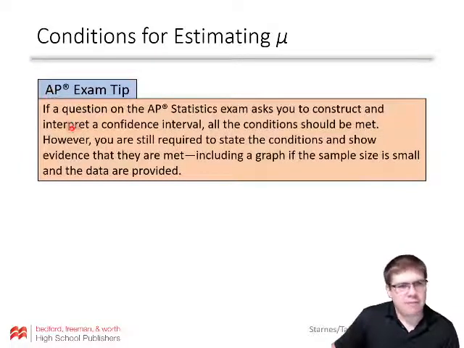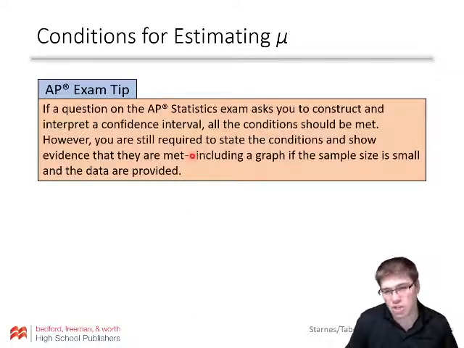AP exam tip, if a question on the AP statistics exam asks you to construct and interpret a confidence interval, all the conditions should be met. However, you are still required to state the conditions and show evidence that they are met, including a graph of the sample data if the sample size is small and the data are provided. So you need to actually check all those conditions.